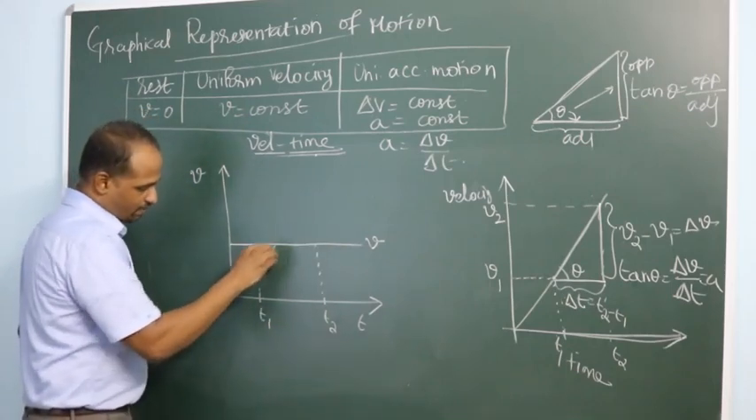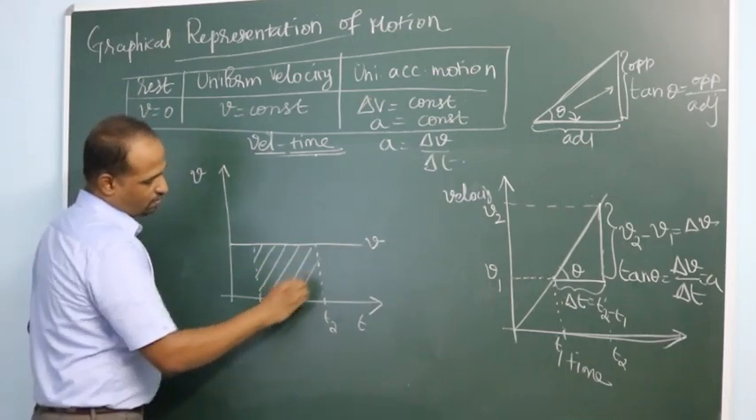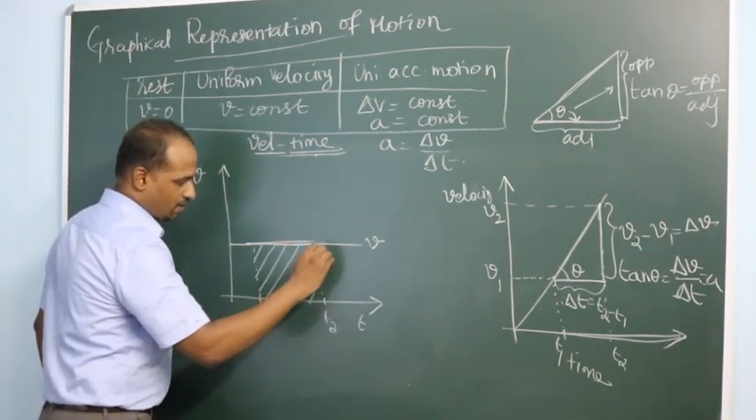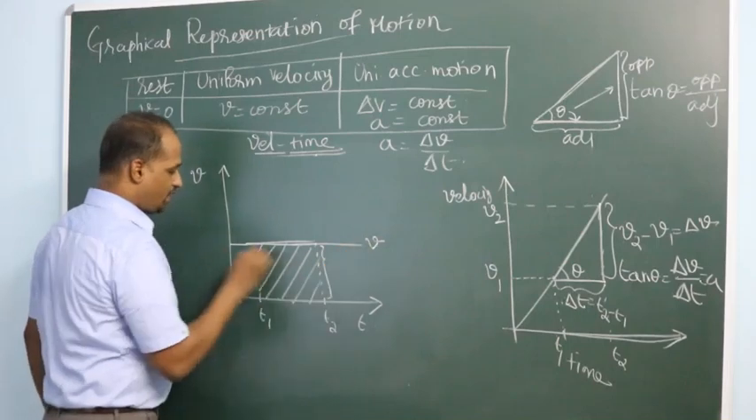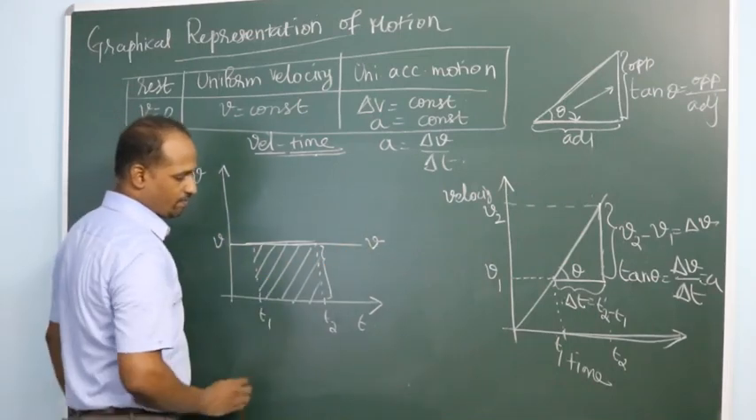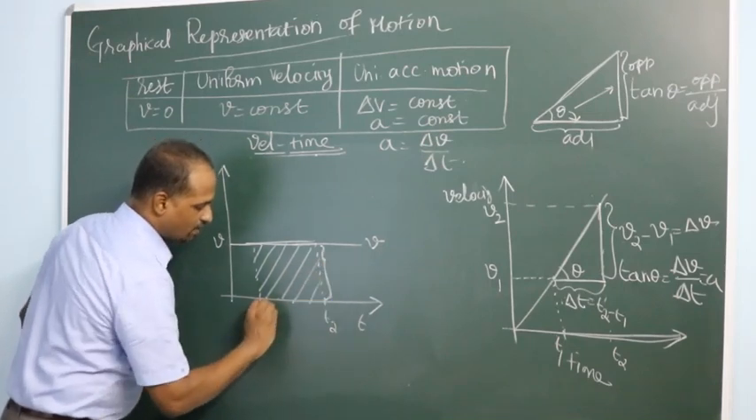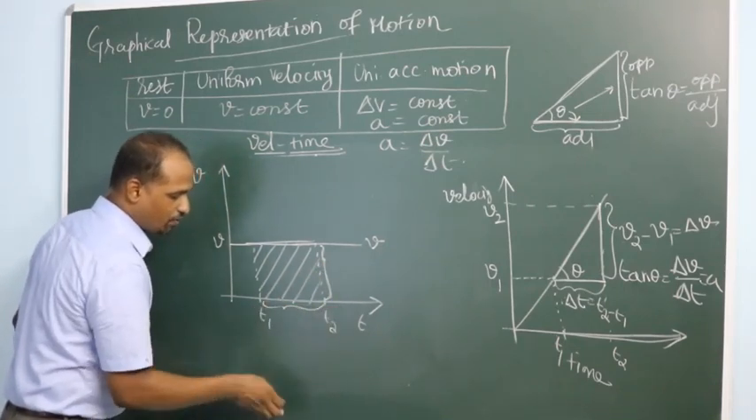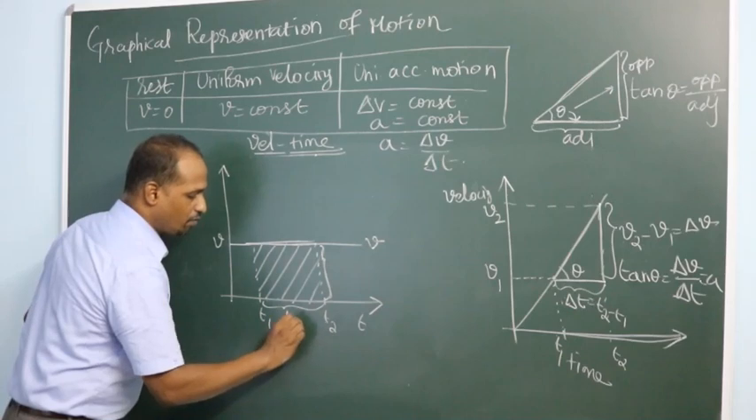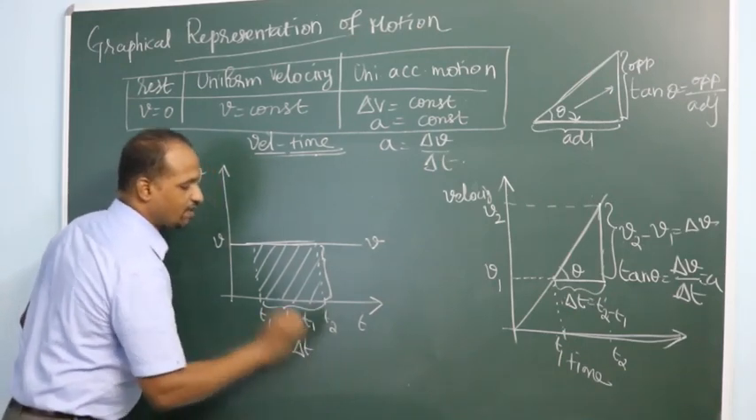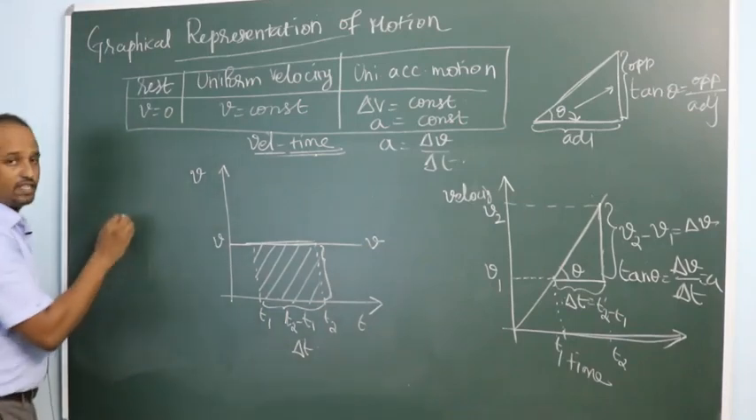So this area, this is a rectangular area, and this height is v because the velocity here is v. This height is v and this base is t2, t1, so it becomes t2 minus t1. t2 minus t1 is delta t. How do we define velocity?